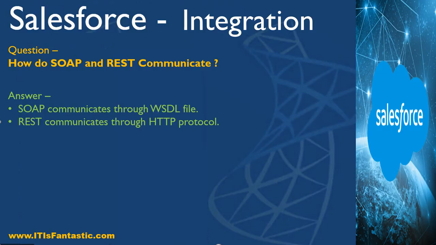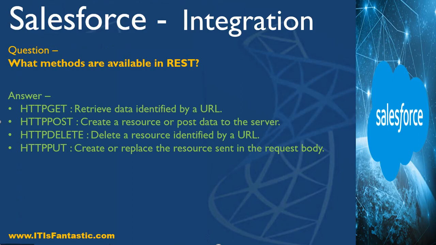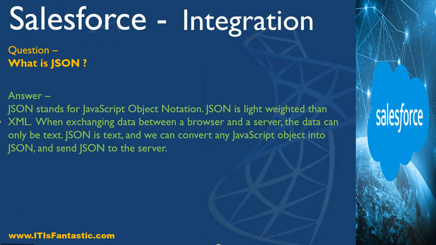How do SOAP and REST communicate? SOAP communicates primarily through WSDL file. REST communicates through HTTP protocol. What methods are available in REST? HTTP GET, HTTP POST, HTTP DELETE, and HTTP PUT. What is JSON? JSON stands for JavaScript Object Notation. It is lighter than XML. When exchanging data between a browser and a server, the data can only be text.